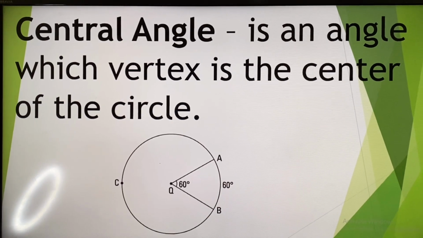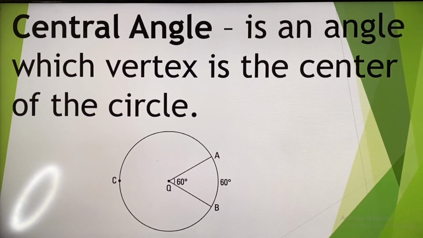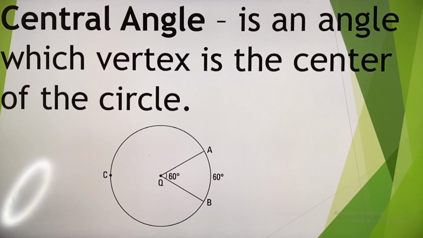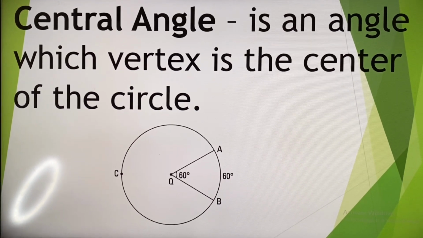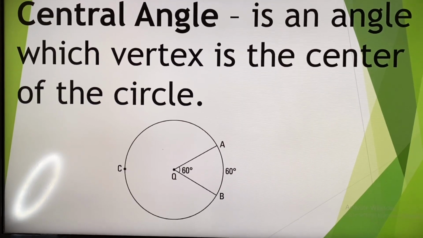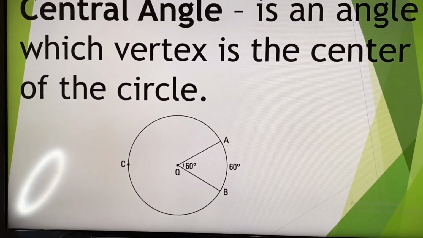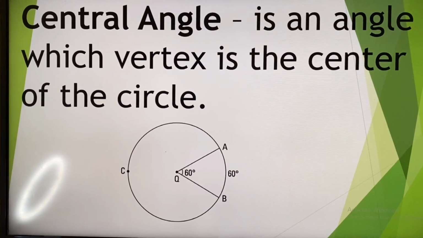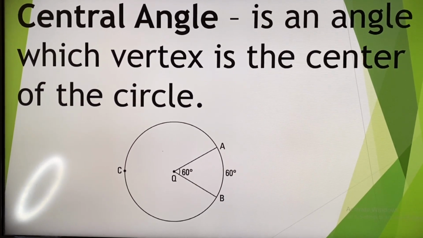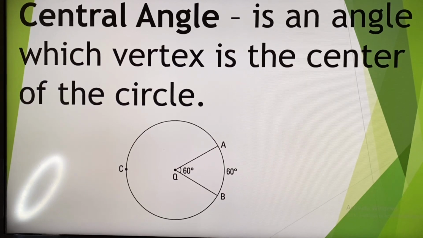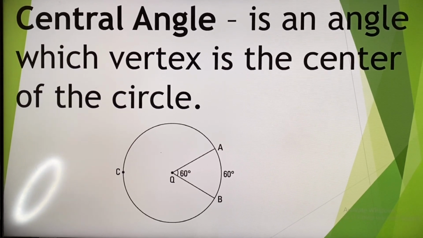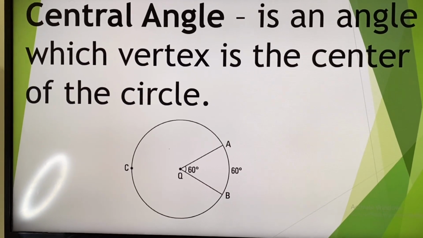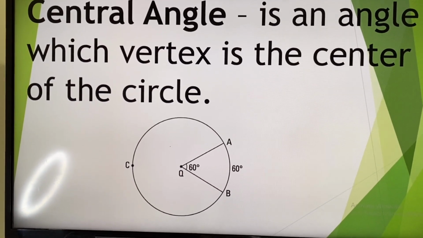So for today's lesson, we are going to discuss central angle. The definition is already written on the screen. It's an angle whose vertex is the center of the circle. In the given example, we have circle Q. We name the circle using the center. Then, as you will see, we have angle AQB. The measurement is 60 degrees.